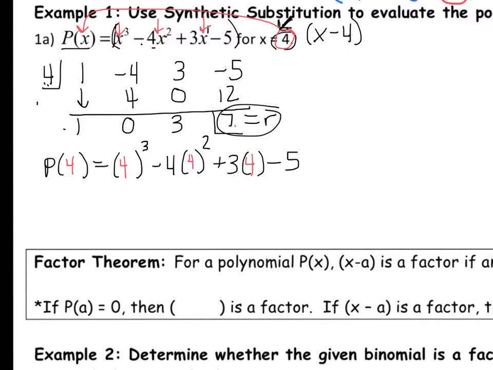My advice to you is grab your calculator and type everything in exactly the way you see it, all on one line, hit enter, and when you do that, you'll get 7. So it's up to you. You can do synthetic substitution, you can do this. Either way, your final answer is 7.